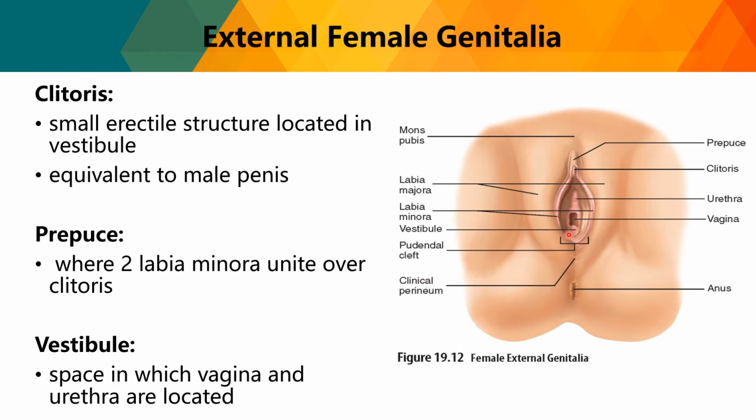So this is the space in which the vagina and the urethra are located. And then you have the pudendal cleft, and of course the clinical perineum. This is what they cut, okay, when giving childbirth. For example, if it doesn't fit or the birth canal of the mother is too tight, they cut this a little. And then they also stitch it back after the woman gives birth. Okay?